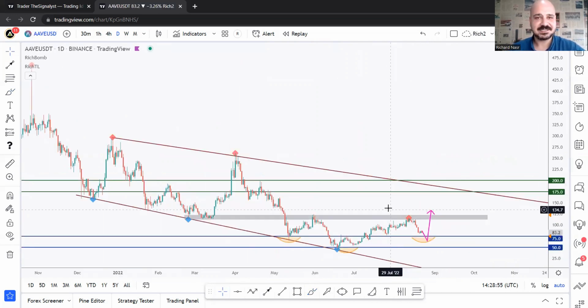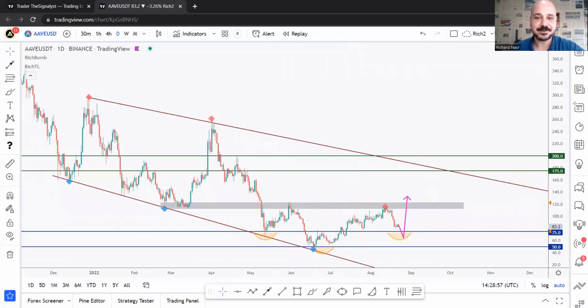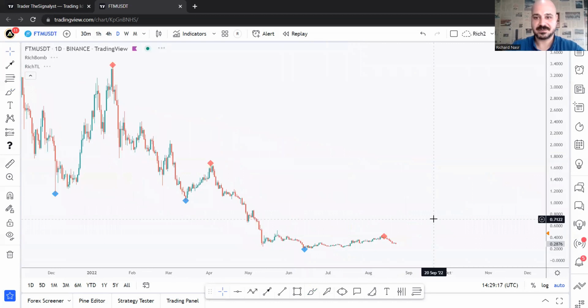On AAVE, very similar scenario, just like NEAR. We've got a resistance, previously a support, broken downward, resistance multiple times. So for the bulls to take over, we need to see a break above the zone. In this case, a movement to the upper bound of the channel would be expected. Meanwhile, as we dive lower inside the support, I'll be looking for buy setups on lower time frames.